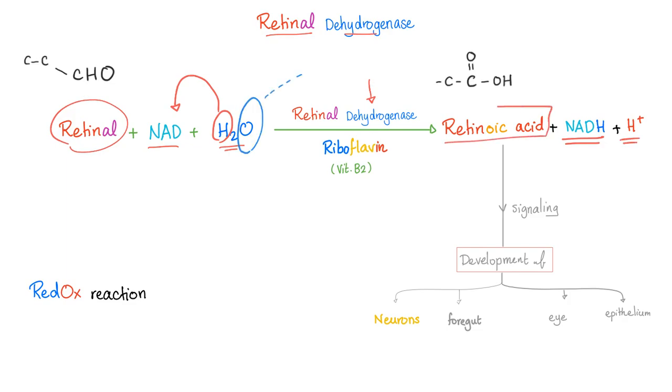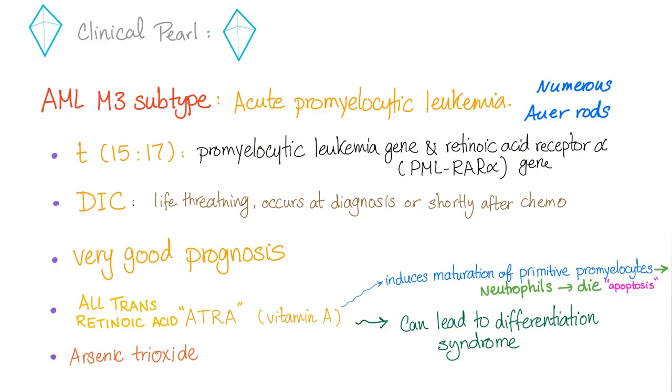And then this is called what? Retinoic acid. Retinoic acid is important in signaling and development of the neurons, the foregut, the eyes, big time, and the epithelium. Some clinical pearls.